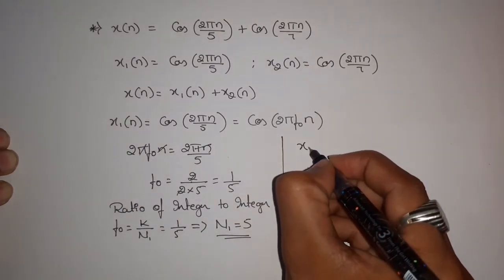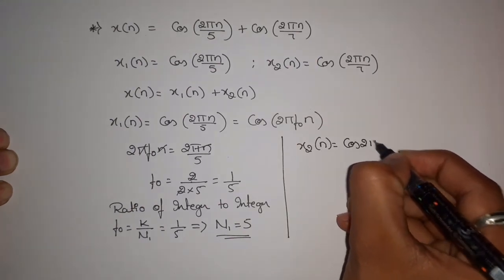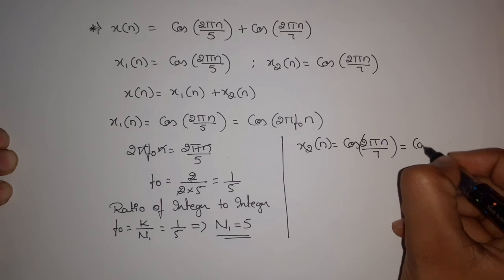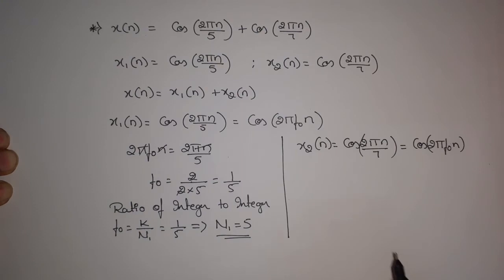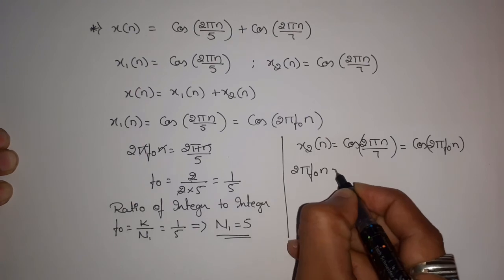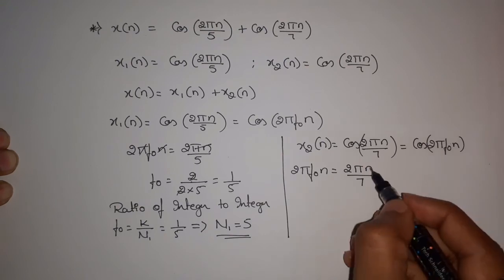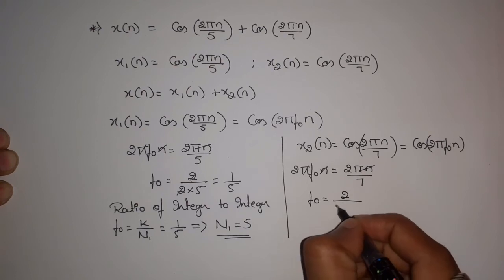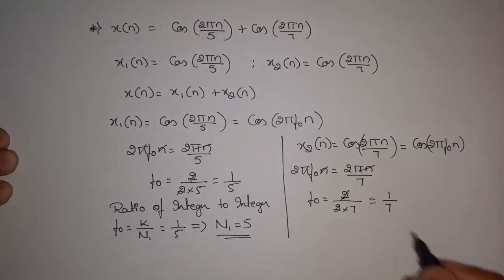Similarly, x2 of n is equal to cos 2 pi n by 7, which we are going to compare with cos 2 pi f naught n. Comparing these two, we can mark it as 2 pi f naught n is equal to 2 pi n by 7. Pi n gets cancelled, and we will be left with f naught is equal to 2 divided by 2 into 7, which will be 1 by 7, the 2s getting cancelled.